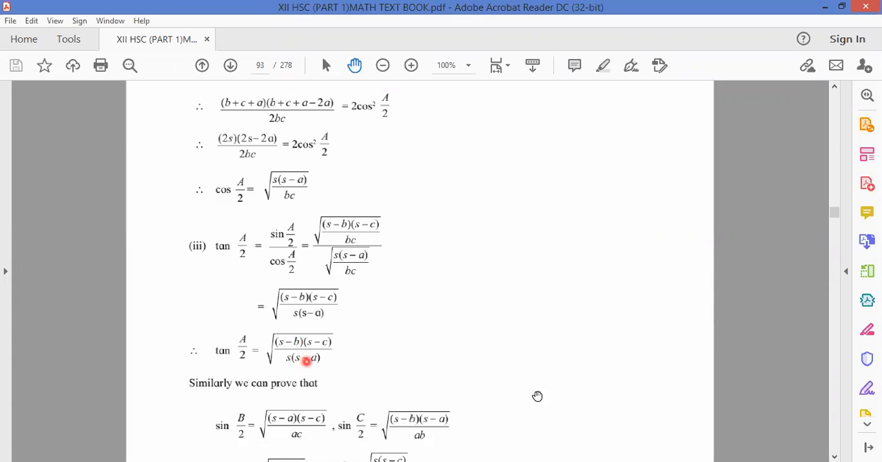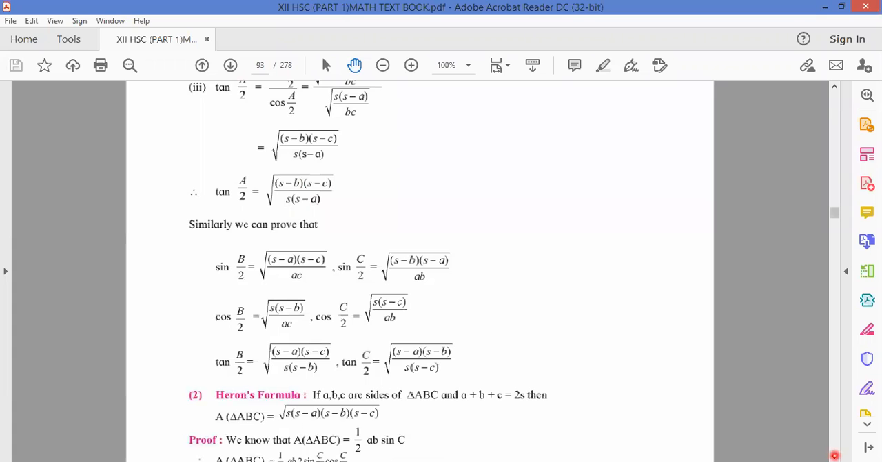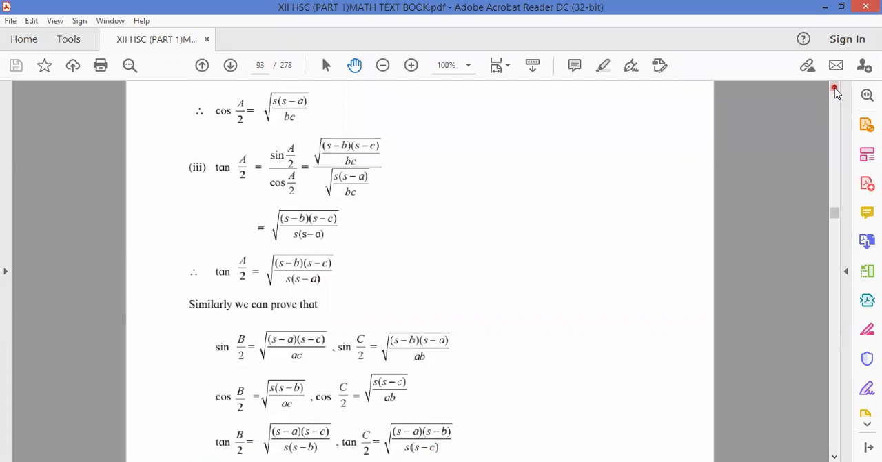In the same way, we can extend this and obtain the formula for sine b by 2, sine c by 2, cos b by 2, cos c by 2, and then tan b by 2 and tan c by 2. So we can obtain the corresponding formula. So this is the half angle formula where semi-perimeter is introduced, and these formulae are applicable only when we have, in the question, triangle ABC. Otherwise, we cannot use this formula.